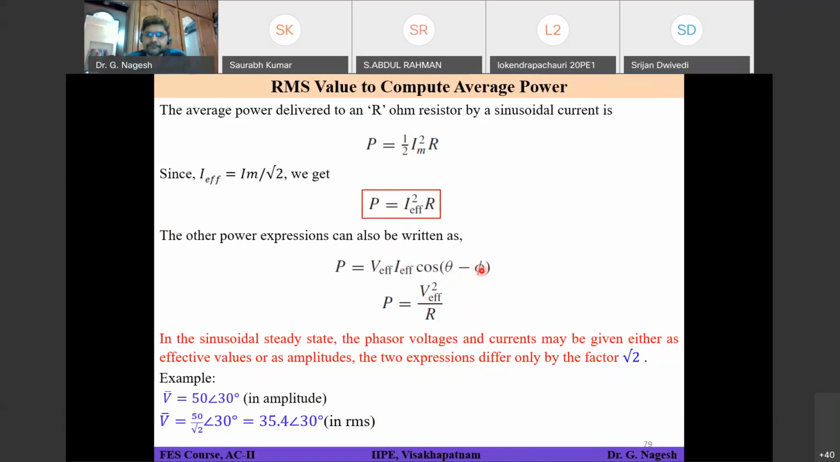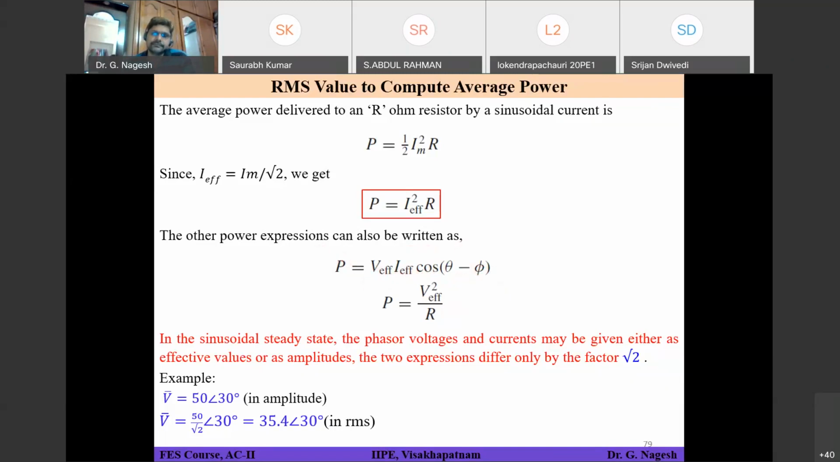Yes, sir. Okay, so simply we are substituting the effective value in the previous expressions for power which we have already seen. Remember this expression, P is equal to V effective into I effective into cos of theta minus phi. V effective is nothing but Vrms, I effective is nothing but Irms. So this is the single phase power which is very frequently used.